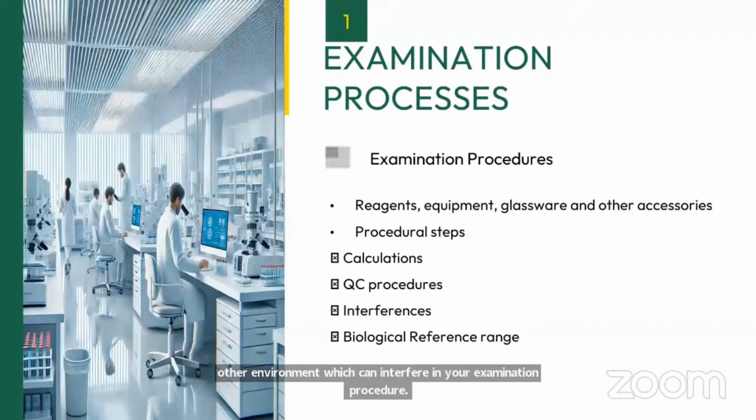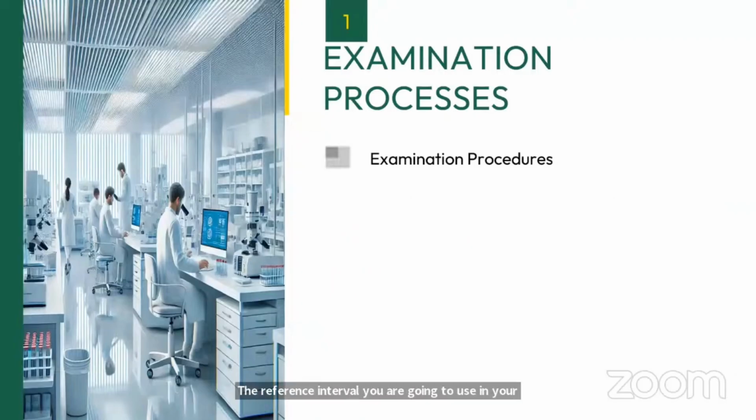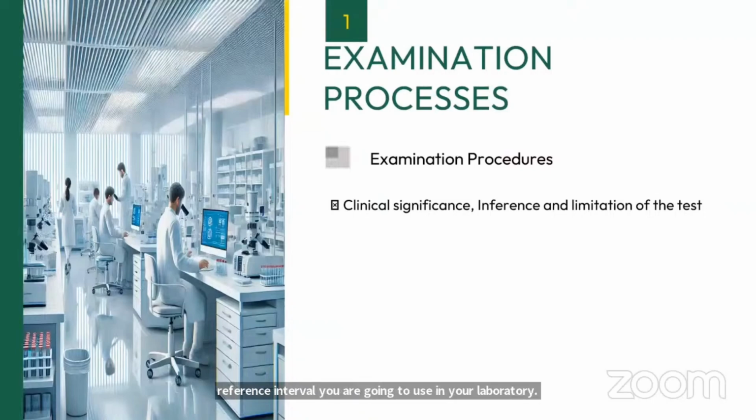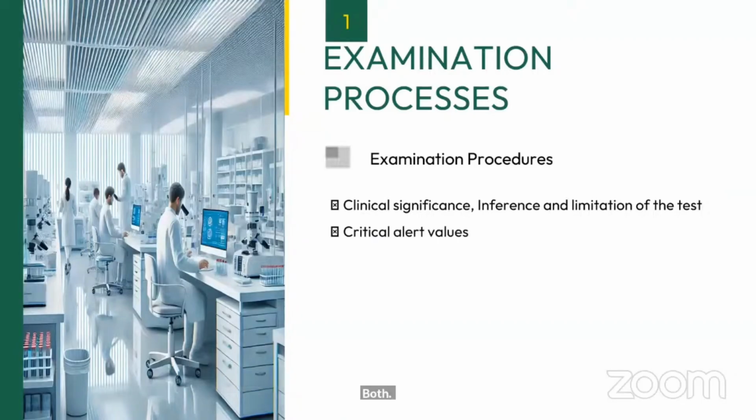Then biological reference range. Biological reference range means the reference interval you are going to use in your laboratory. Clinical significance, inference means conclusion, and limitations of the test. What are the limitations of this test? Those also you have to include in standard operating procedures.